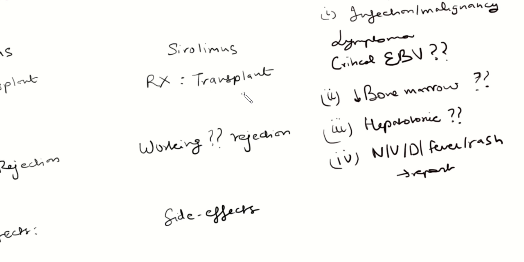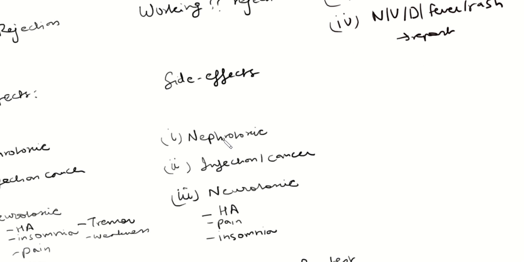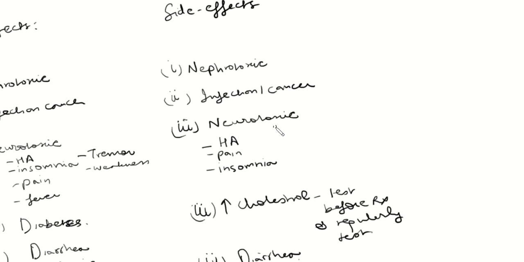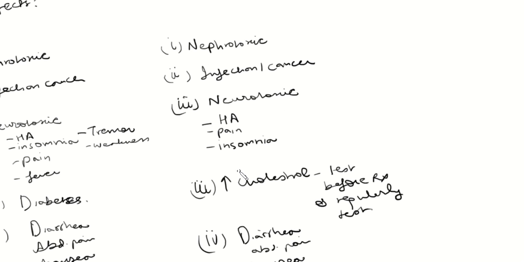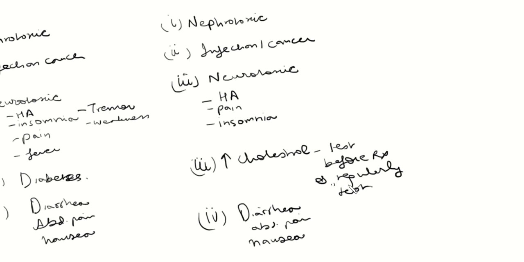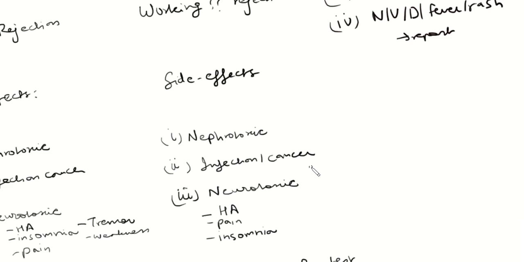Sirolimus, again, we use it for transplant. Side effects, again, it's damaging to the kidney, and then also neurotoxic with headache, pain, and insomnia. Cholesterol, so that's one of the interesting ones which separates it from the other drugs. Like we have diabetes for tacrolimus, we have increased cholesterol for sirolimus, okay? And then of course diarrhea, abdominal pain, nausea. For cholesterol, we usually test before prescription and regularly while the patient is on this drug.